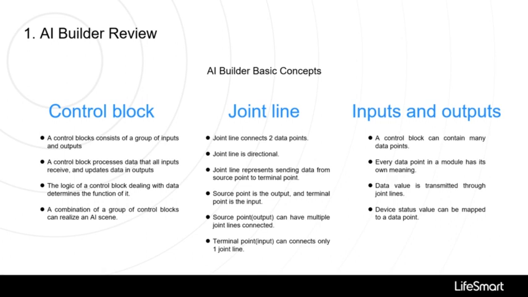And inputs and outputs. A control block can contain many different data points, and every data point in a module has its own meaning. Data is transmitted through joint lines from the source point to the terminal point.